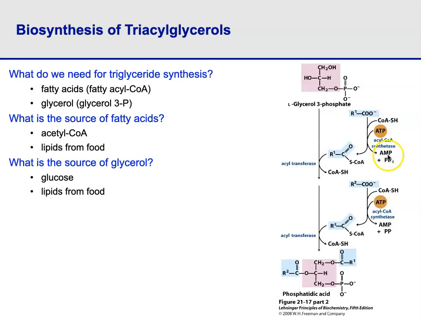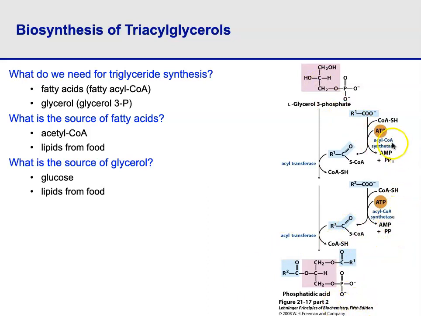And how does this activation happen? An enzyme that you're familiar with, acyl-CoA synthetase, converts a fatty acid to fatty acyl-CoA, and then the now activated fatty acids can be added either at the first or second carbon of the glycerol phosphate molecule. The resulting product is phosphatidic acid.